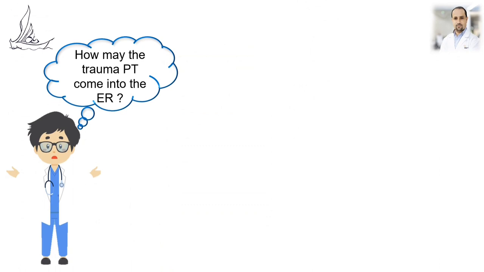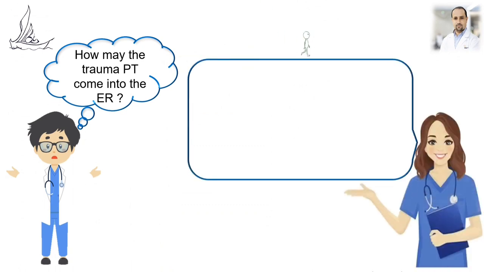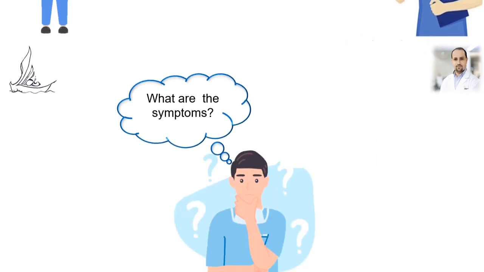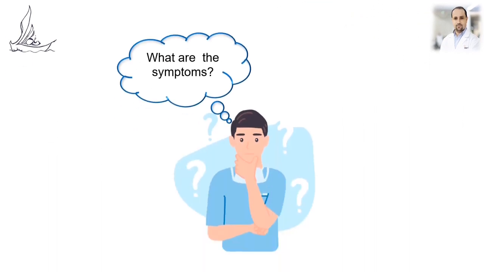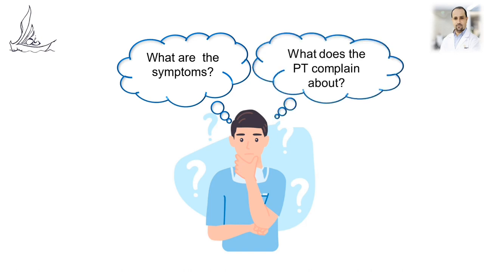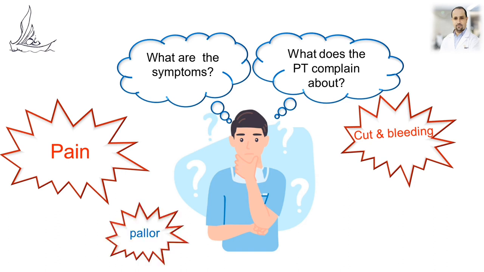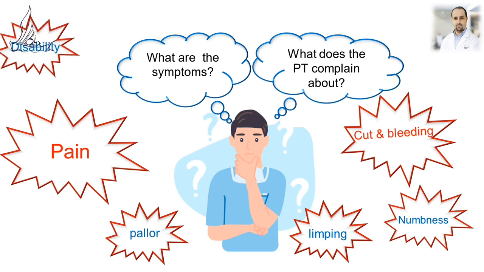How could the patient come into the ER? If the site of trauma is in the upper limbs or upper part of the body, the patient may walk normally. But in the case of traumatized lower limb, the patient may come supported by crutches or transported by wheelchair or stretcher. What are the symptoms and the complaints that the trauma patient usually complains about? The trauma patient may complain about pain, cut and bleeding, pallor, limping, numbness, or disability.